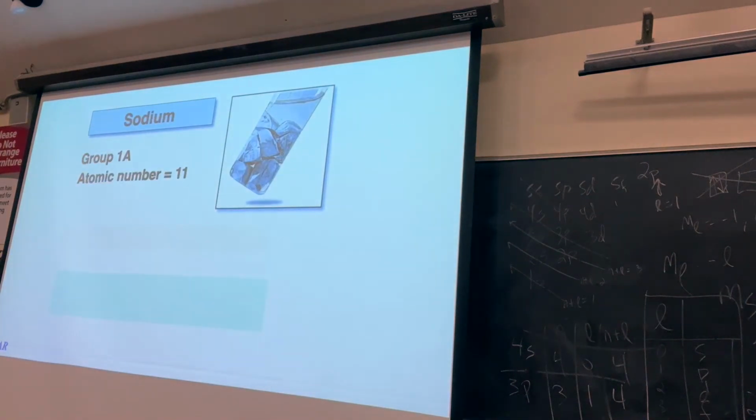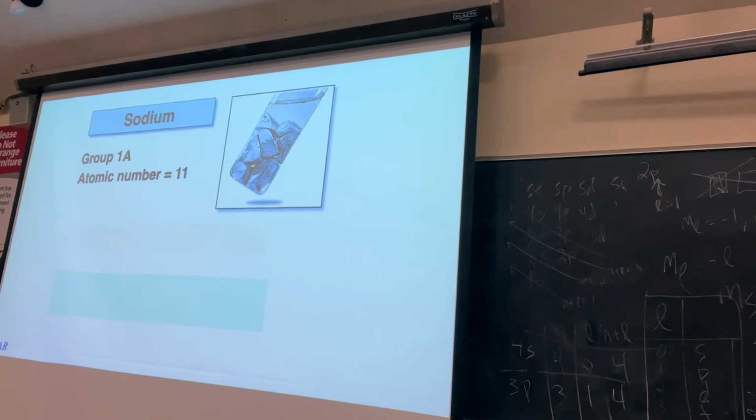All right, sodium is number 11. Sodium is the next period down. We've been looking at just the first and second periods left to right, but sodium is actually the beginning of the third period. Sodium has a total of 11 electrons because it has 11 protons. So to fill it in, it's not difficult.